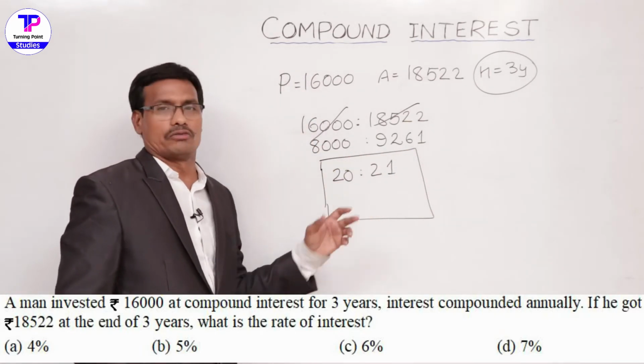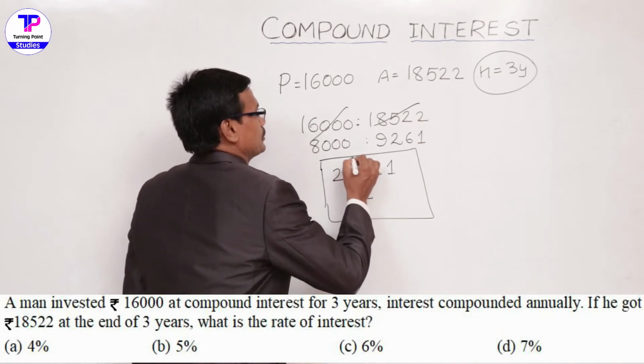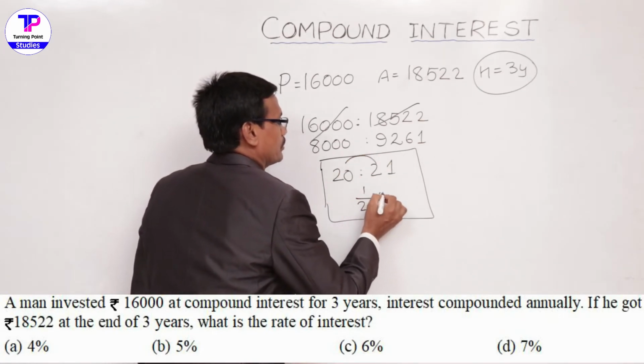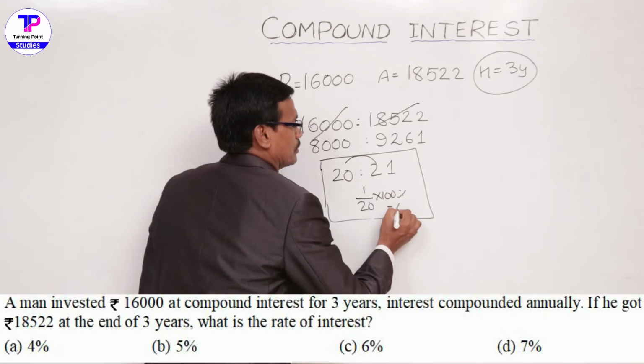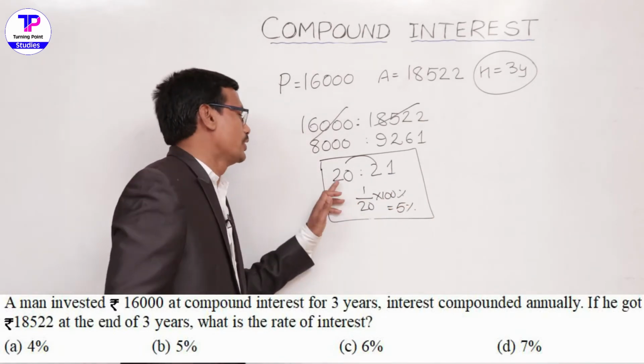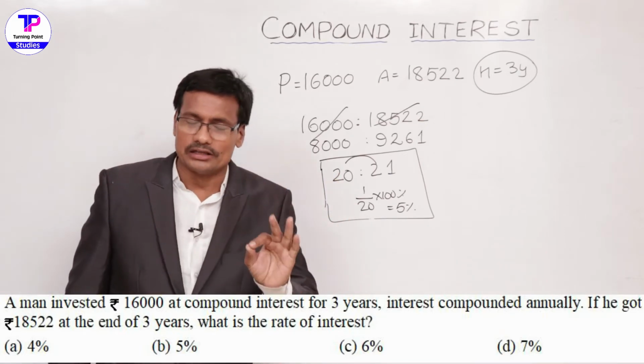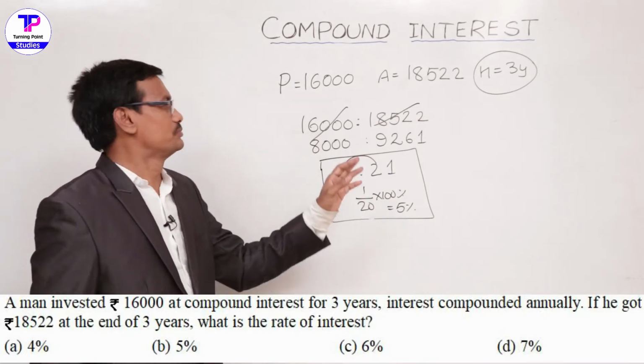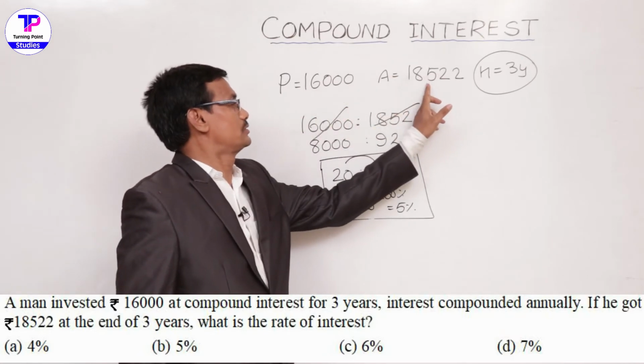Here what is the difference? 1, no? So difference is 1. 1 by 20 into 100%, this is equal to 5%. So by practice, no need to do this also. By seeing the question itself, we can say the answer, because 16,000, 18,261.